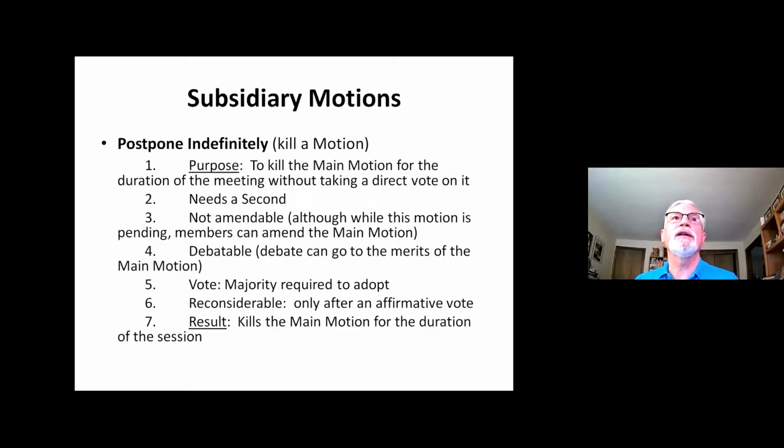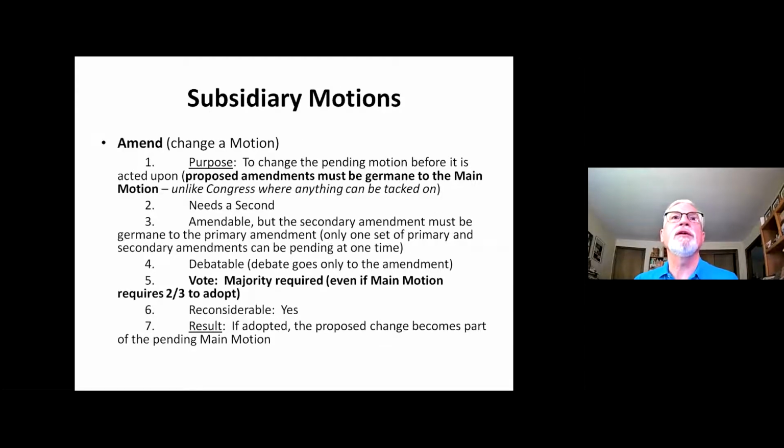When you want to postpone a discussion on the motion indefinitely, that does kill the motion. It needs a second, and a majority vote is required. To amend the motion, you can make that at any time. It's to change the motion that was previously made. However, proposed amendments must be germane to the main motion. So you can't add something onto a motion that has nothing to do with the main motion. It needs a second, and it's debatable, and a majority vote is required on an amendment, even if the main motion would require a 2/3 vote to adopt it.